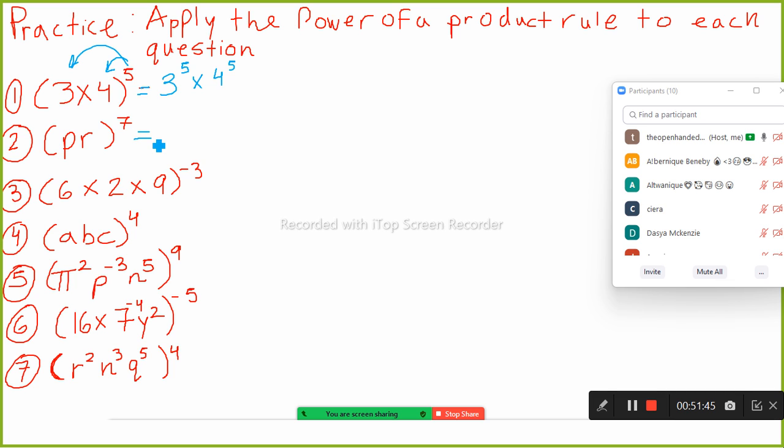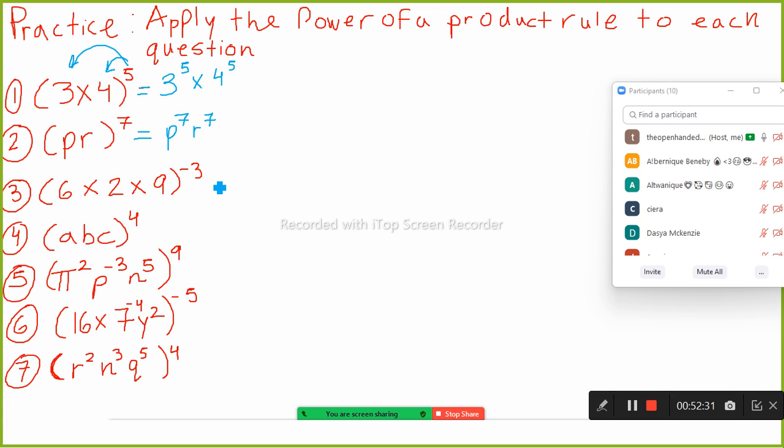Altonic, can you help me with number 2? I got P to the power of 11, Q11, and R11. Why 11? We have 7. Oh, I read that wrong. So we have 7 here. So what do you want to put? Okay, P7, Q7, and R7. Excellent.